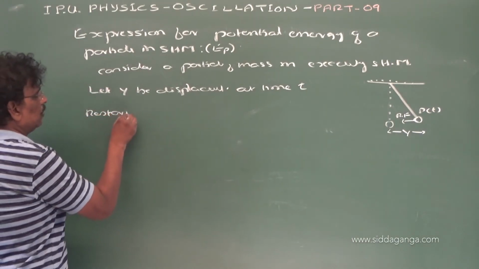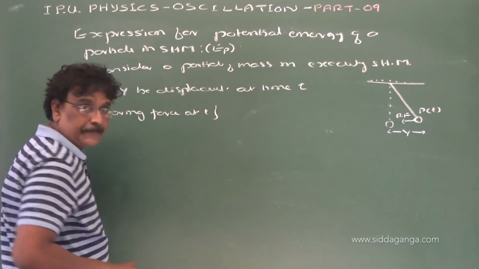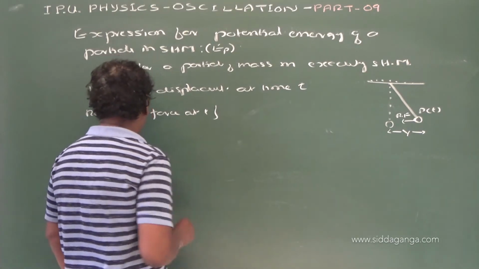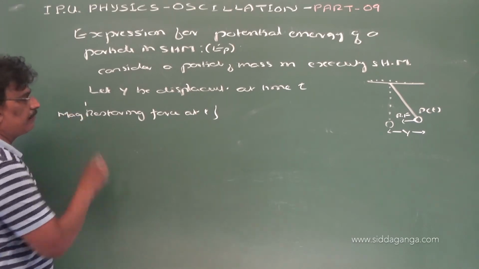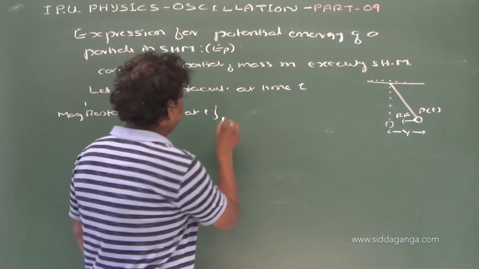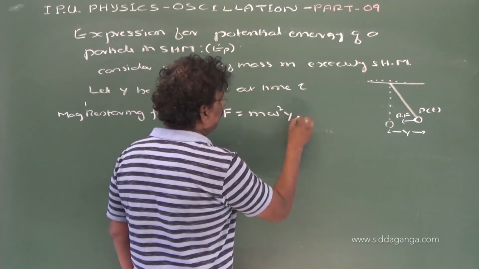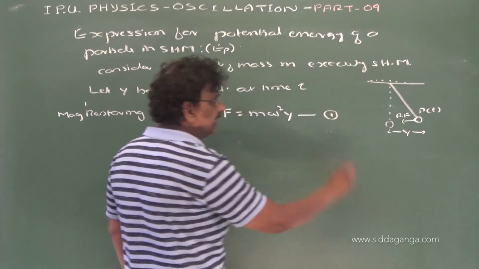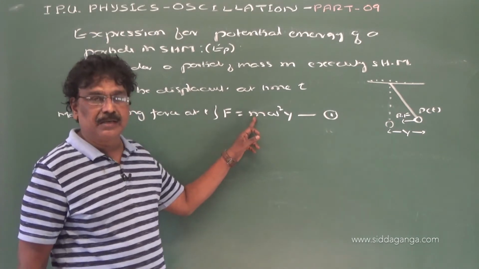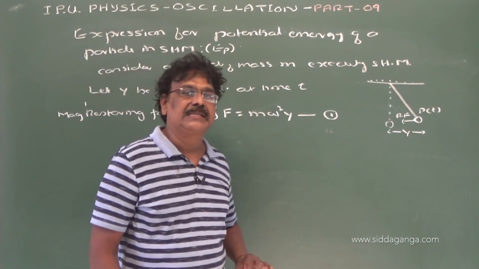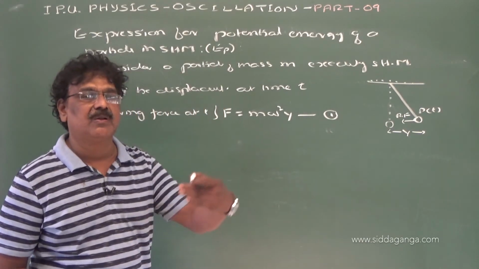Now, the restoring force at time t. I am taking the magnitude of the restoring force at time t. F is equal to m omega square y. Let us take it as equation number 1, where m is the mass of the particle, omega is the angular velocity, and y is the displacement at that position or at time t.